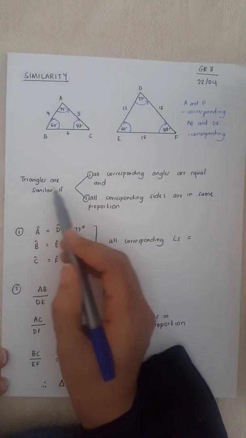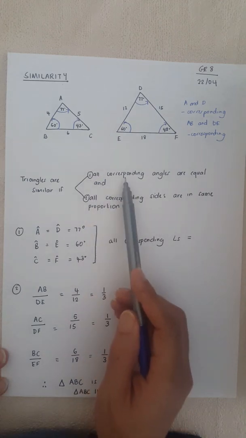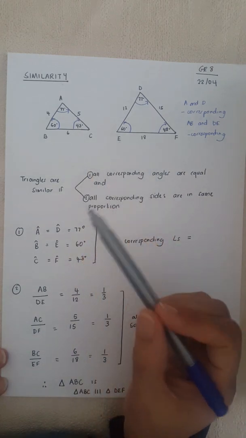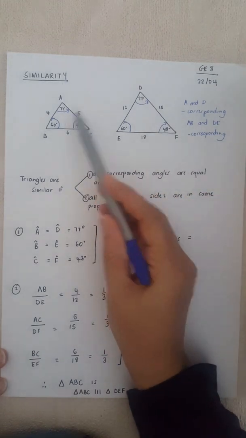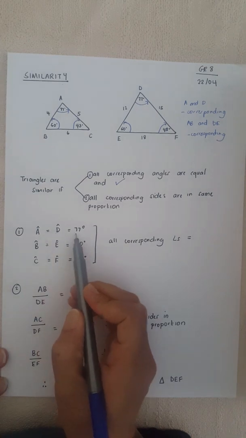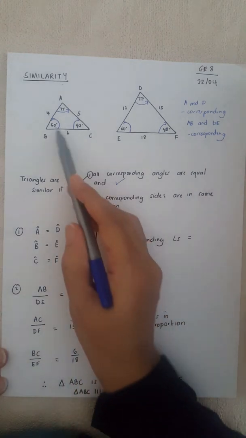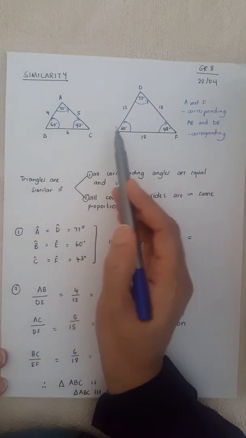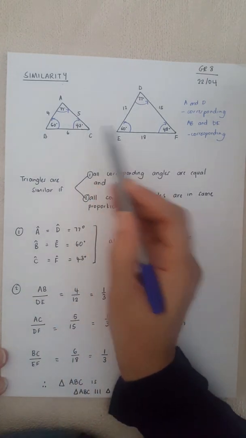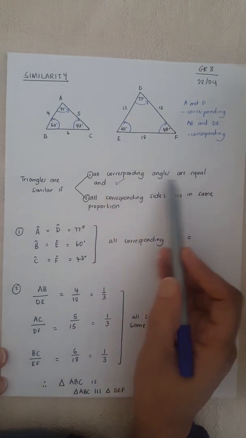So to say that triangles are similar, the first requirement is that all the corresponding angles are equal, right? So if we look at our two triangles here, are all our corresponding angles equal? Yes, we've shown that they are equal. A is equal to D, which is 77 degrees. B is equal to E, which is 60 degrees. C is equal to F, which is 43 degrees. All the corresponding angles are equal. So we have fulfilled the first requirement.